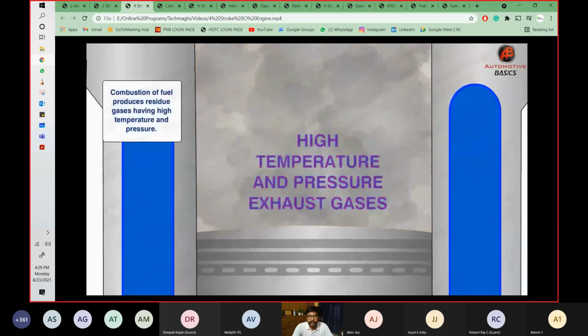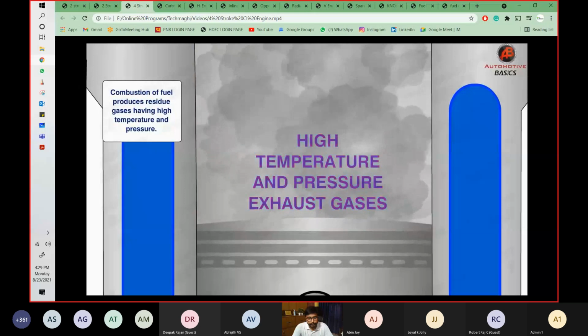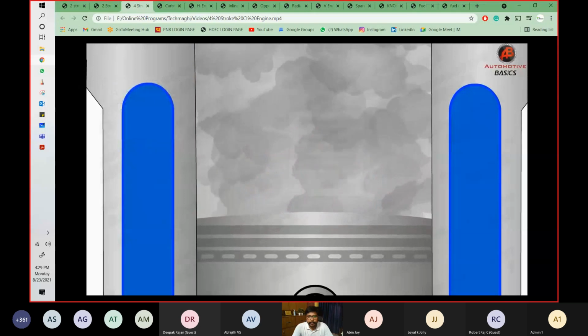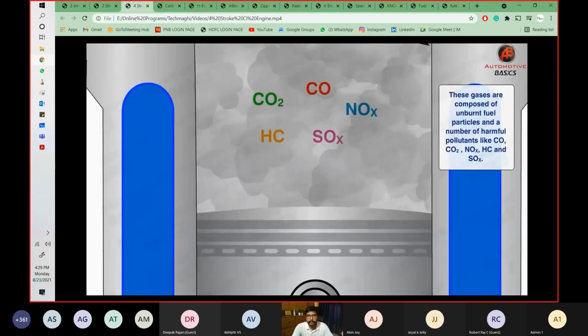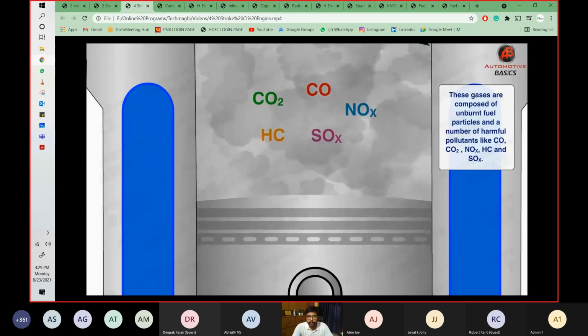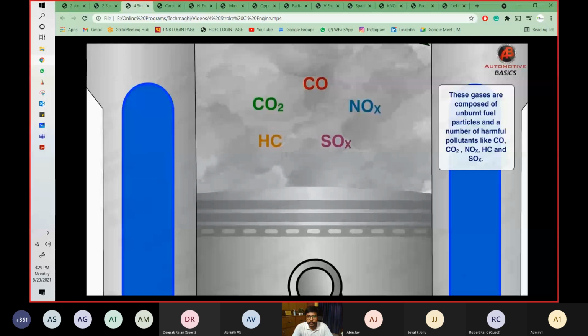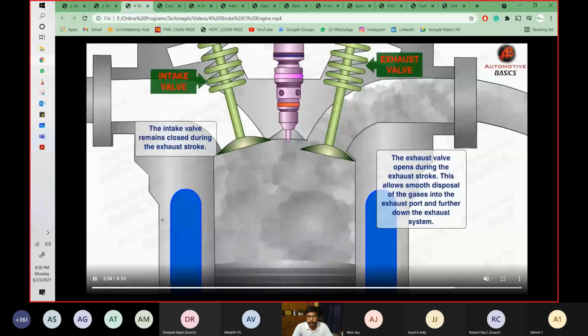Now there are the emission gases trapped inside this combustion chamber, and they will have high temperature and high pressure. There are various types of gases: carbon monoxide, carbon dioxide, NOx. These gases are the emission gases. Now these emissions are taken away through the exhaust manifold, and this is how your cycle gets completed.